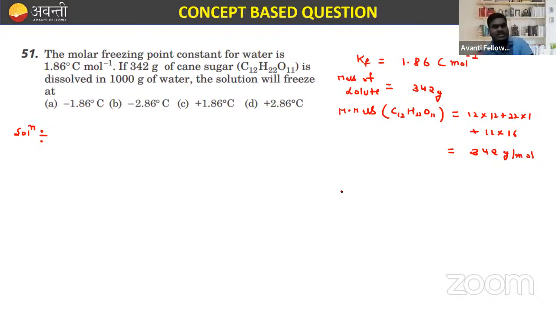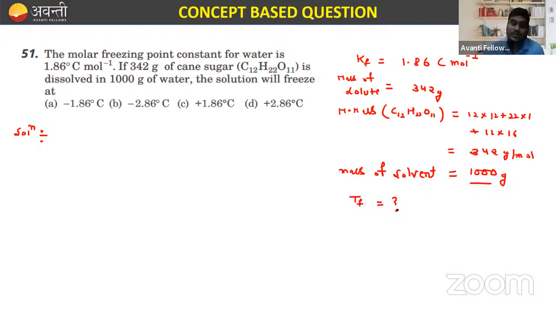Now it is dissolved, so the mass of the solvent is also given. Mass of solvent is also given. How much, beta? 1000 gram. This is 1000 gram. Right. Now you have to find at what temperature the solution will freeze. So you have to find the freezing point of solution, that is TF. Right? TF naught is what? Freezing point of the pure solvent. TF is what? Freezing point of the solution. And delta TF is what? Depression in freezing point.